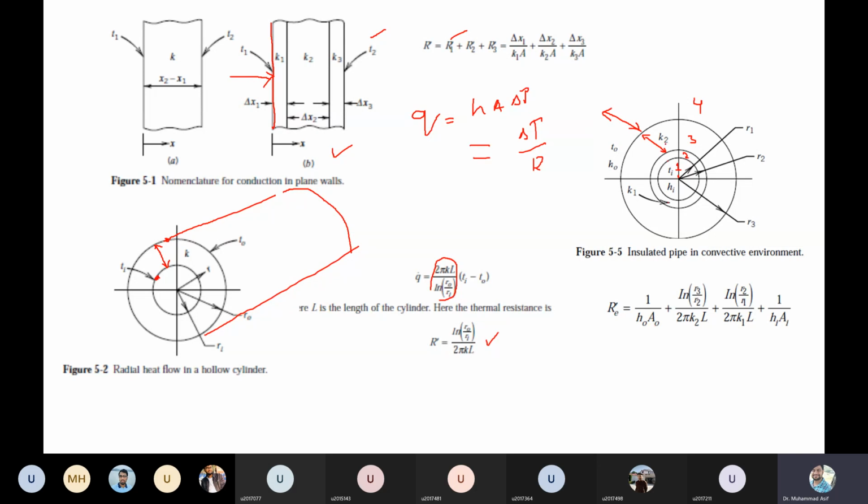And then we have the insulation. So we have R3 and then R2, so ln R3 by R2 divided by 2 pi K2 L. And similarly, we have the pipe, so for the pipe, ln R2 by R1 divided by 2 pi K1 L, because K1 is the thermal conductivity of the pipe. Plus, inside is the convective heat transfer resistance, 1 by HI AI. So this is how we can calculate the equivalent resistance.